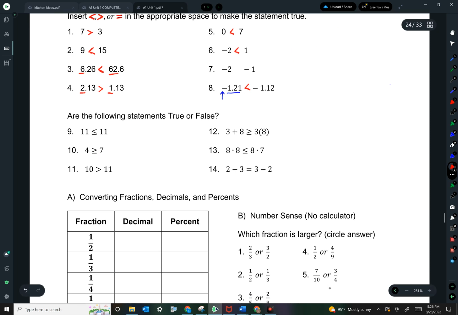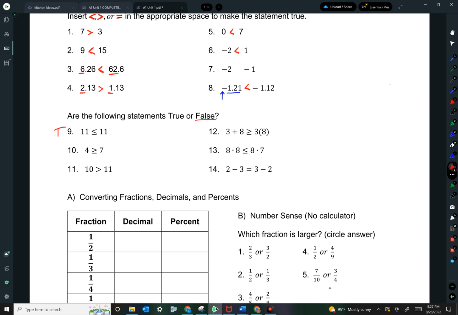Are the following statements true or false? And again, this might seem obvious, but one thing I want to mention is if any part of the statement is false, then you have to say false. So if there's any way it could possibly be false, then it's false. So number 9, is 11 less than or equal to 11? Well, yes, it's equal to, so that's okay, right? So that would be true.